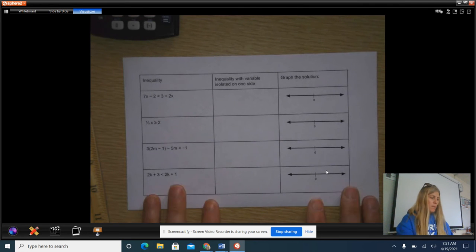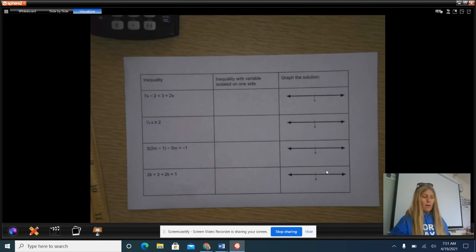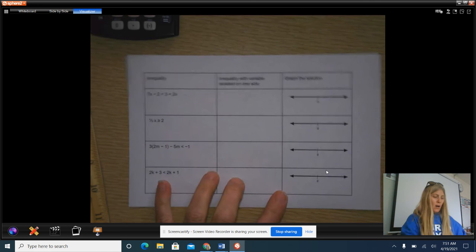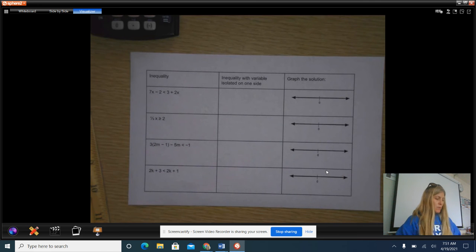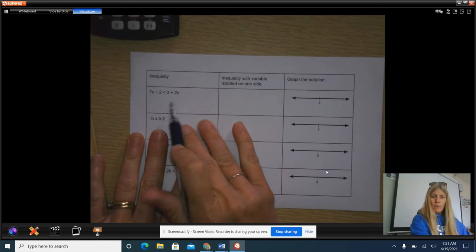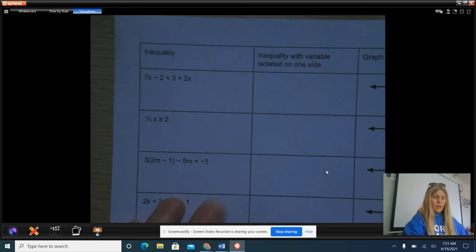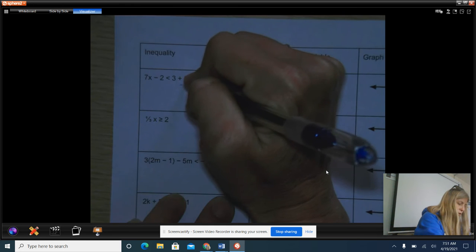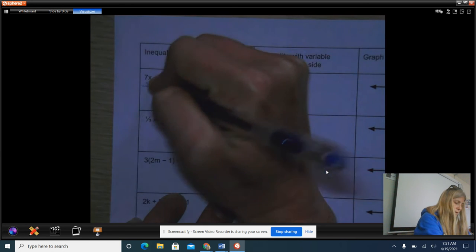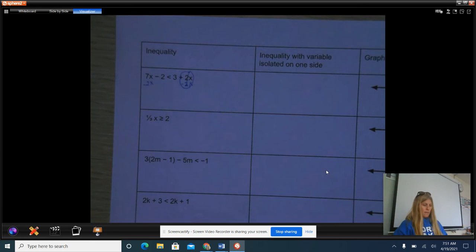So today for our warm-up, we're going to solve inequalities with one variable and then graph that on a number line. So let's take a look. There's nothing to combine like terms on either side, so we're going to move our smallest to the largest. So we're going to subtract 2x from both sides of our inequality.